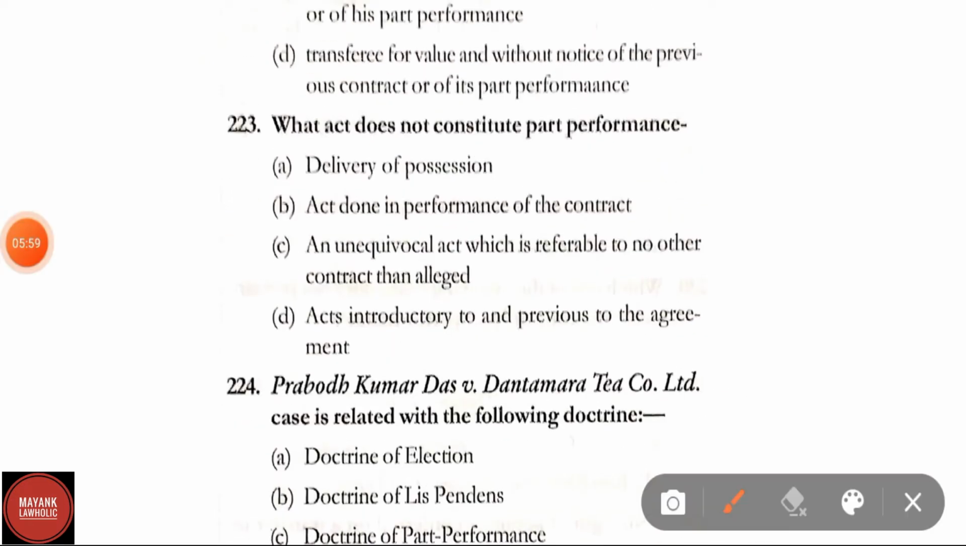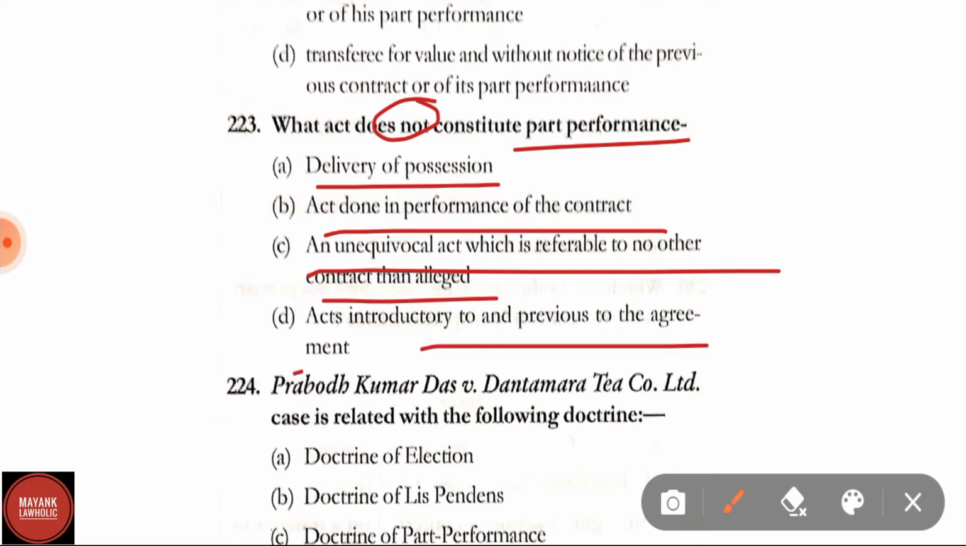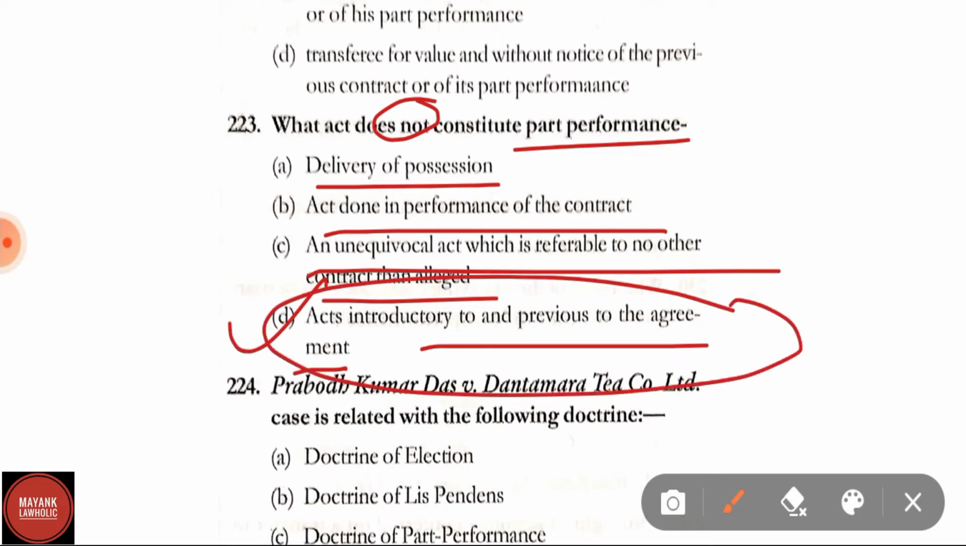Question number 223. What act does not constitute part performance? Options are delivery of possession, act done in performance of the contract, an unequivocal act which is referable to no other contract than alleged, acts introductory to and previous to the agreement. Here the correct answer is option D, that is acts introductory to and previous to the agreement.